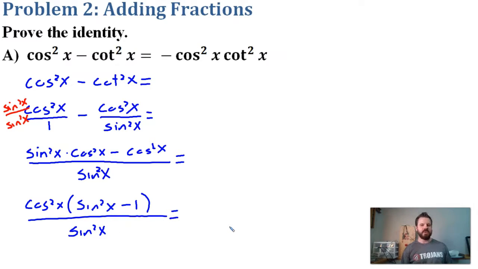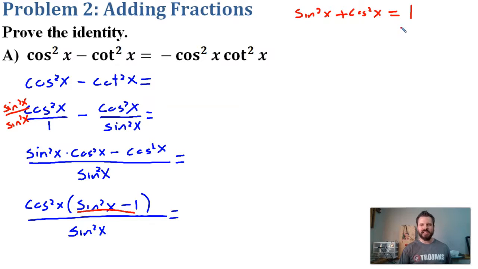And then the trick I'm going to use next, just like in the last problem, I'm going to look for a Pythagorean identity. Now, anytime you see stuff squared plus or minus 1, think Pythagorean identities. I'm going to replace this sine squared minus 1 piece. And to do that, let's do a little scratch work. We'll go up top here. Again, I know that sine squared x plus cosine squared x is equal to 1.